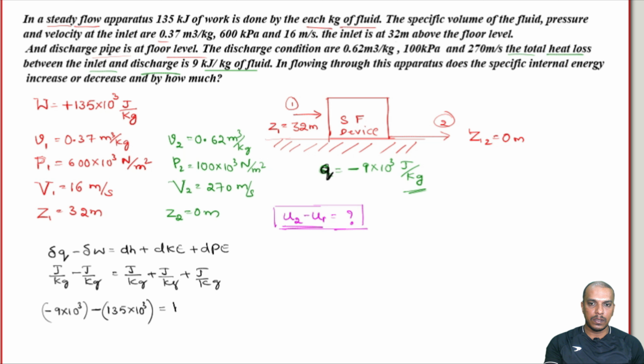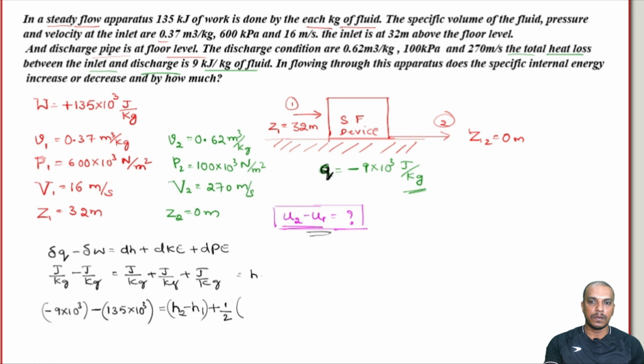Enthalpy is not known. We can write it like U2 plus P2 V2. That is what he has asked you, U2 minus U1. So, I will keep this H2 minus H1 as it is, and I will try to find out H2 minus H1 first. Okay, plus change in kinetic energy, half into V2 square minus V1 square.